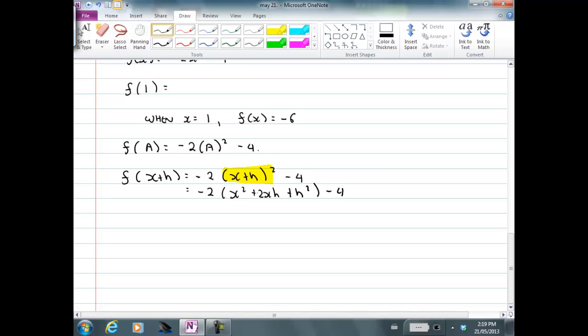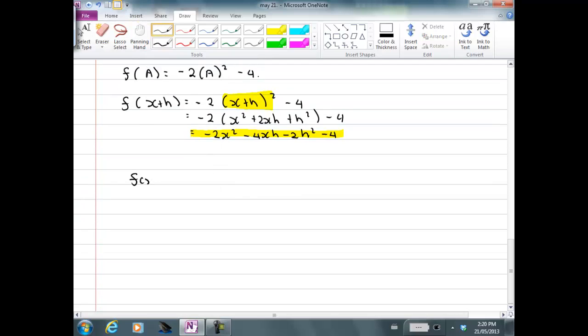Minus 4. Now I want you to expand again, because this whole thing is a game of expansion. Negative 2x squared minus 4xh minus 2h squared. That is your final answer for f of x plus h. You will need to know how to do this for calculus. Try this on your own, please.